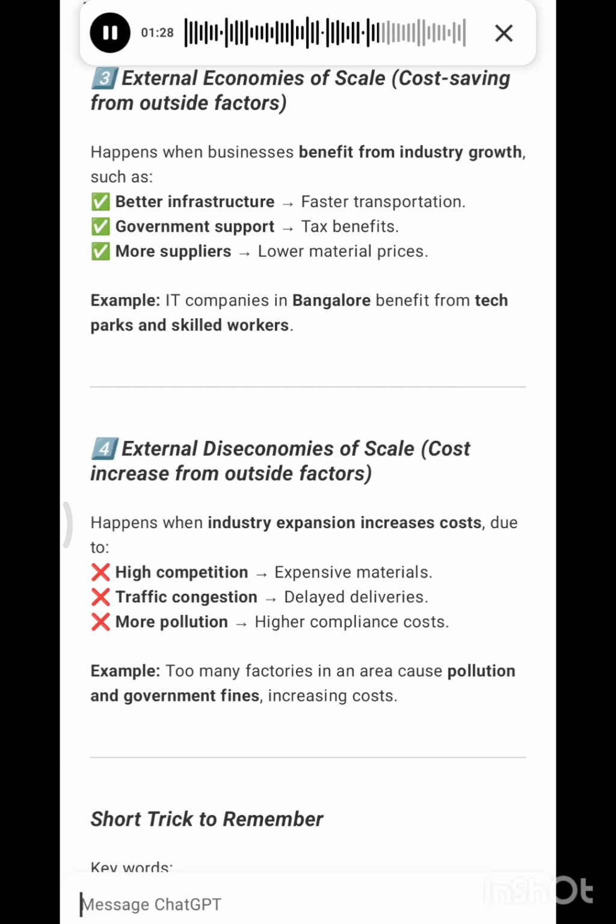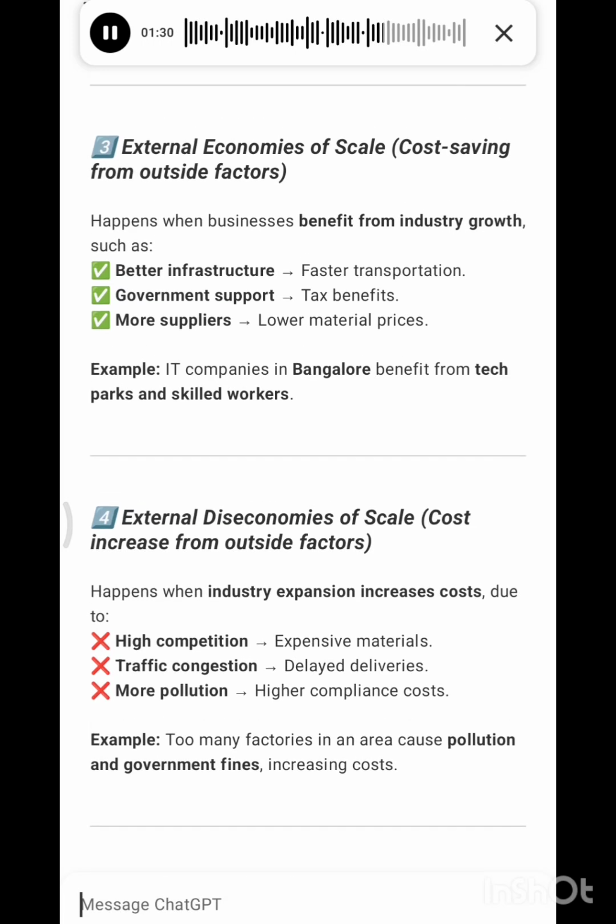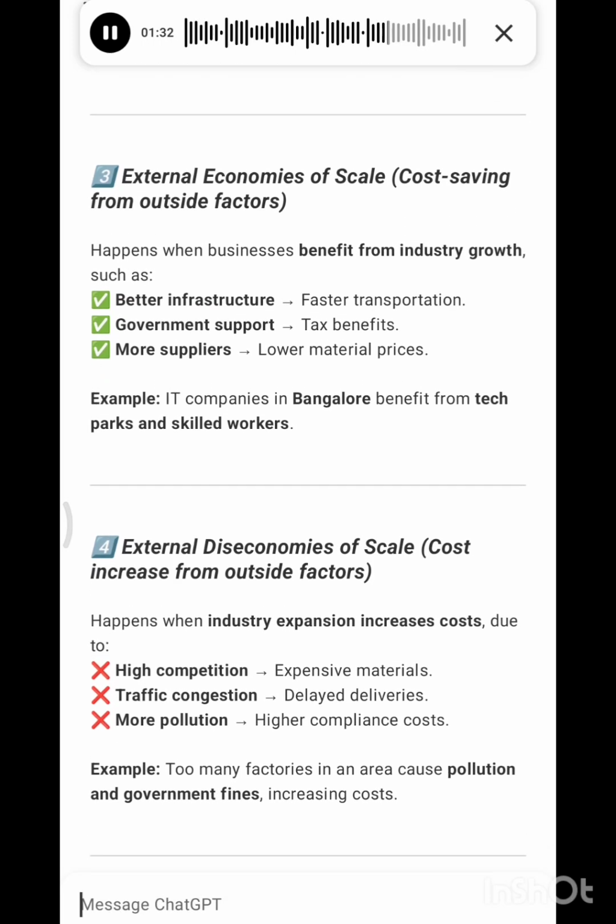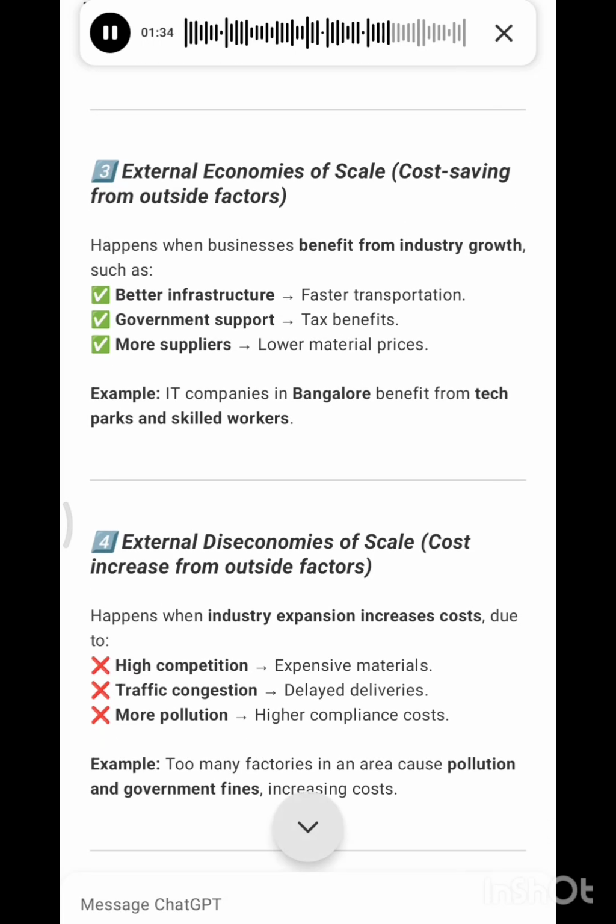4. External diseconomies of scale: cost increase from outside factors. It happens when industry expansion increases costs due to high competition, expensive materials, traffic congestion, delayed deliveries, more pollution, and higher compliance costs. Example: too many factories in an area cause pollution and government fines, increasing costs.